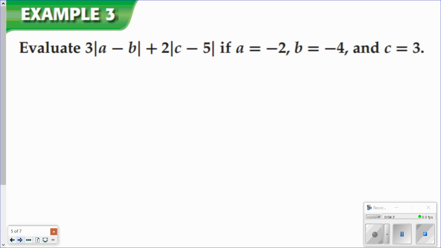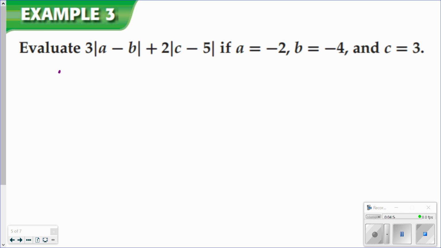Example 3. If you look at this example real fast, we see these bars here. Those bars are absolute value. Remember, whatever number is inside an absolute value, it becomes positive. So if it's negative 1, the absolute value changes that number to a positive 1. So let's plug in our numbers for a, b, and c in this equation.